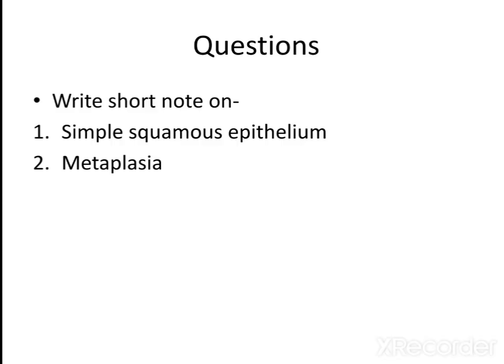Then these are the questions related to this topic which can be important for exams, like write a short note on simple squamous epithelium. So in this question you have to mention its structure, its location and function, and also draw the related diagram. And for the diagram we use pink color for the cytoplasm and purple color for the cell nucleus. Then the second question is metaplasia, which we have discussed right now in the applied anatomy.